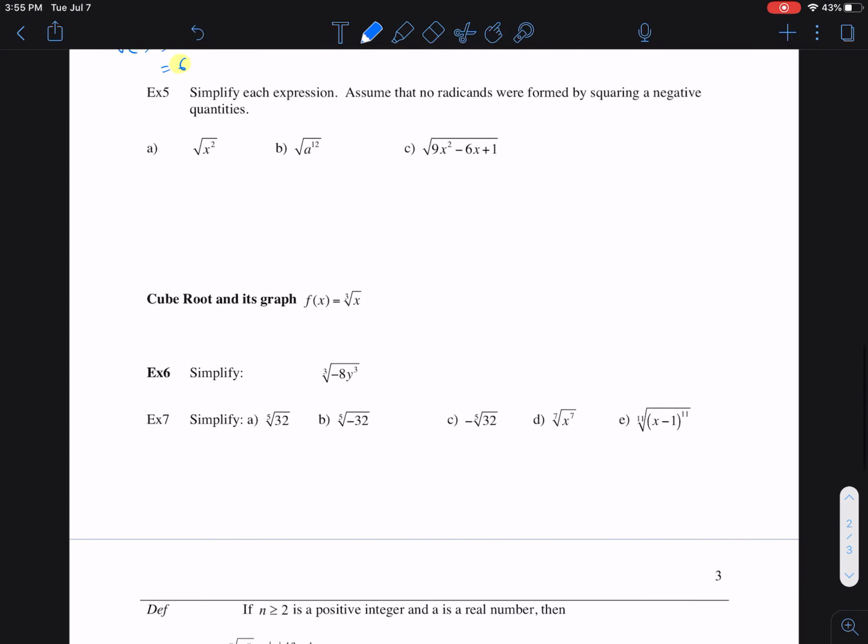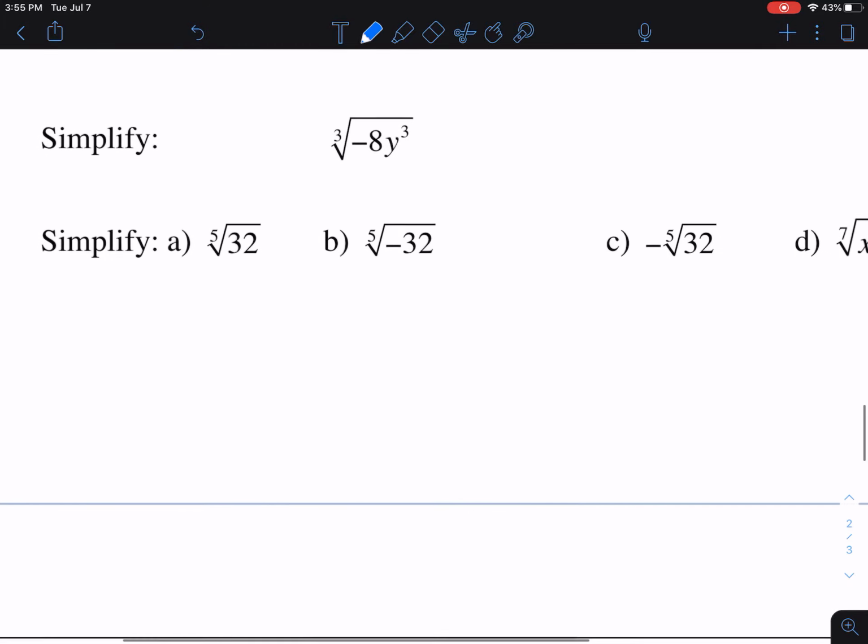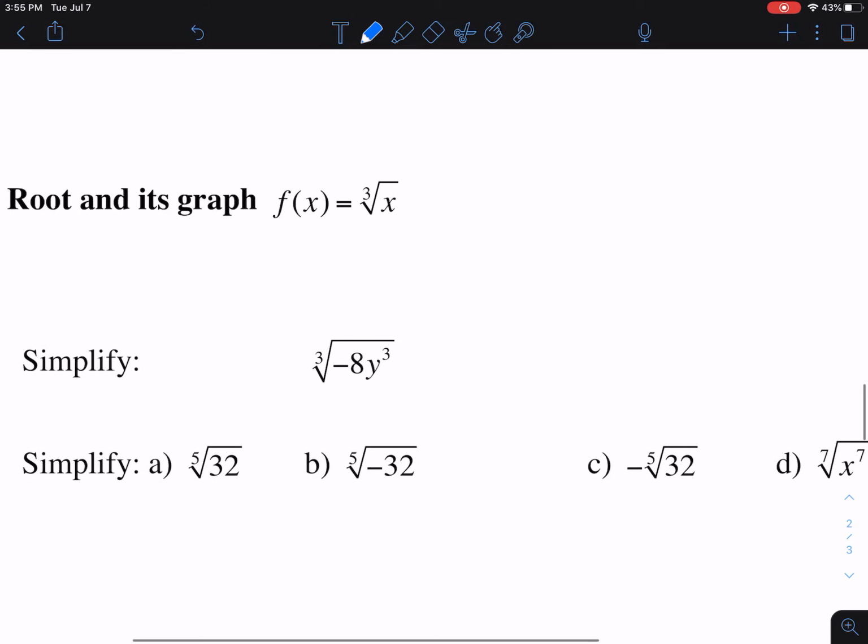Let's look at odd index. Actually, let's look at y equals the cube root of x function. So cube root functions. What would this graph look like? That makes it different from the square root. Let's find out here.